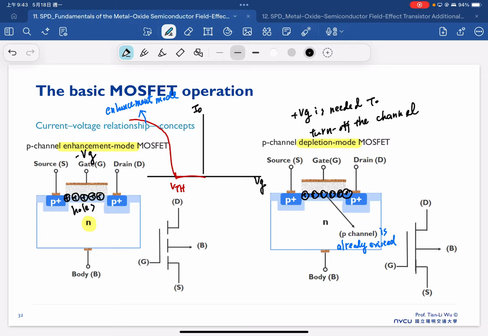So therefore, at VG equal to 0 volt, we already have the holes. So the current is already there because the holes already exist. So we need to apply the positive bias as large as possible to start to deplete the channel and turn off the channel, and finally we can switch off the device. So that's our threshold voltage. This is the case of a depletion mode.